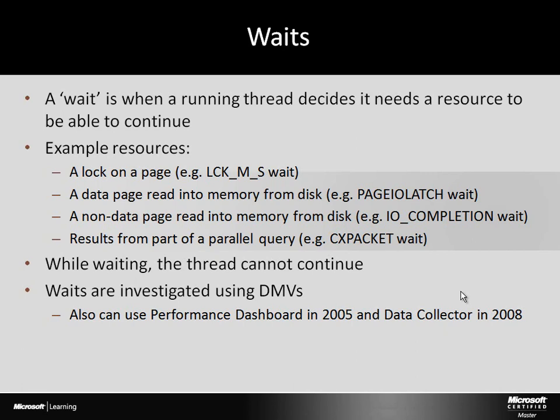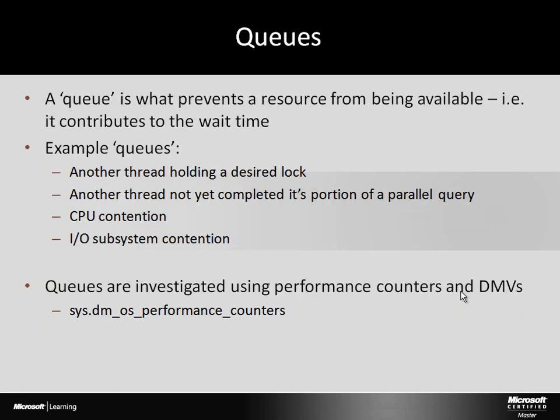So while a resource is being waited for, the thread can't continue, so the thread gets suspended. Now, you can see the waits that are happening on the system through a variety of DMVs I'm going to talk about. You can also use Performance Dashboard in 2005, and you can use the data collector in 2008. So once you've figured out what the waits are, you then can go and look and see what the resources are, in other words, the queues. So this is the waits and queues methodology.